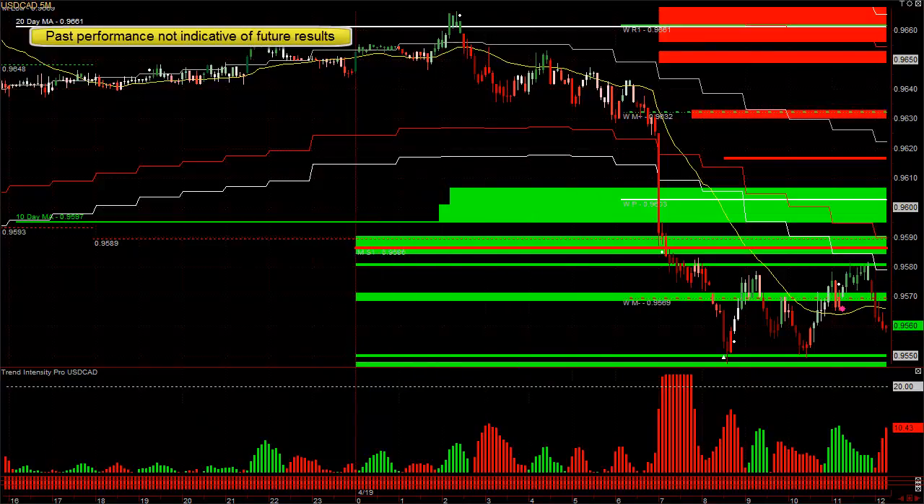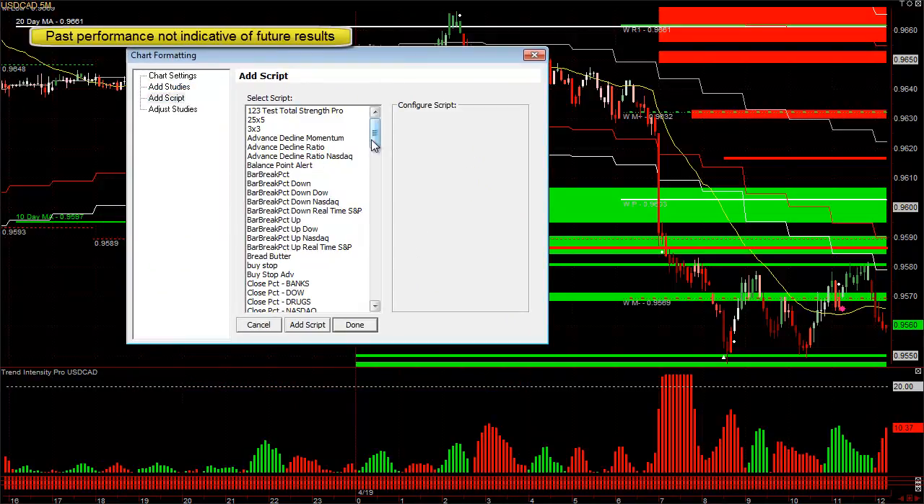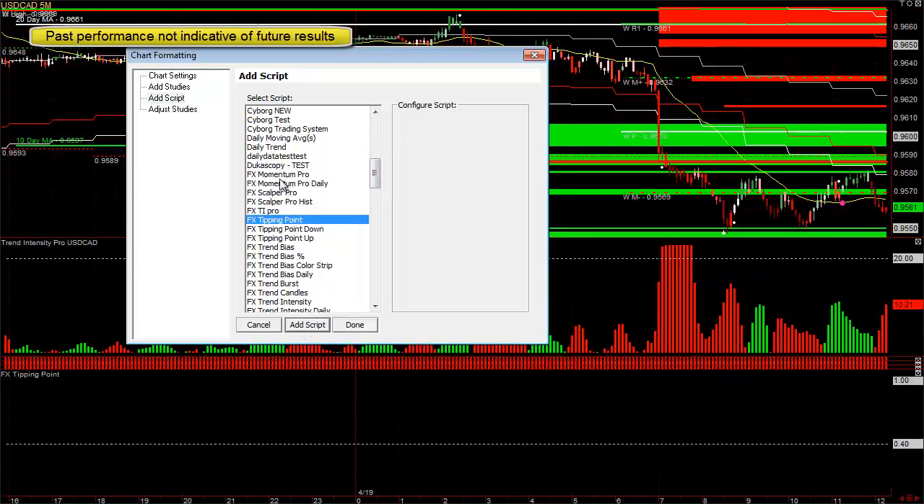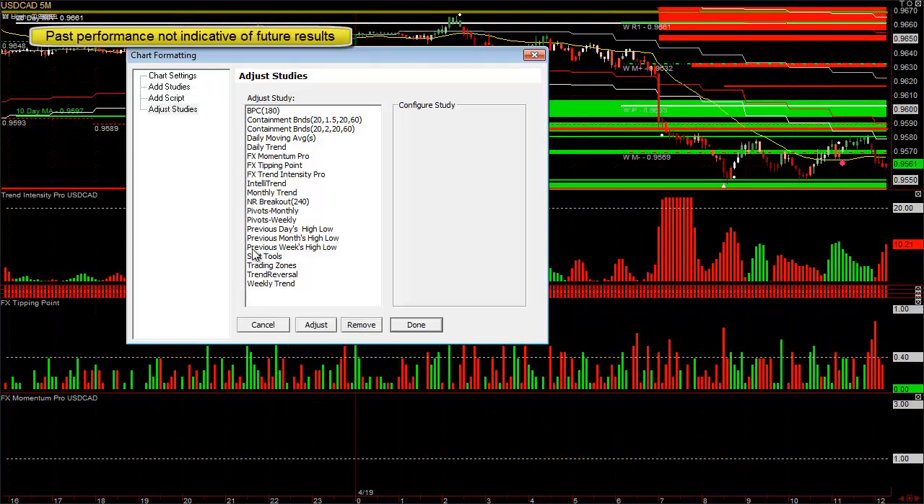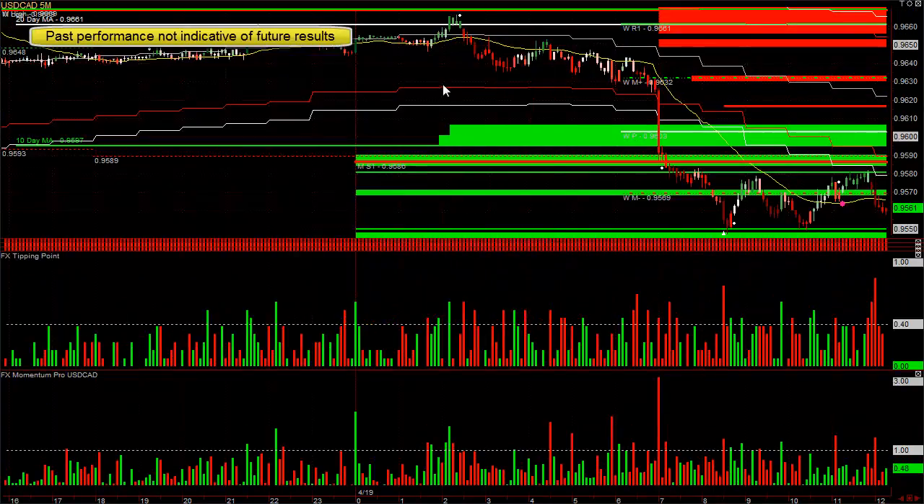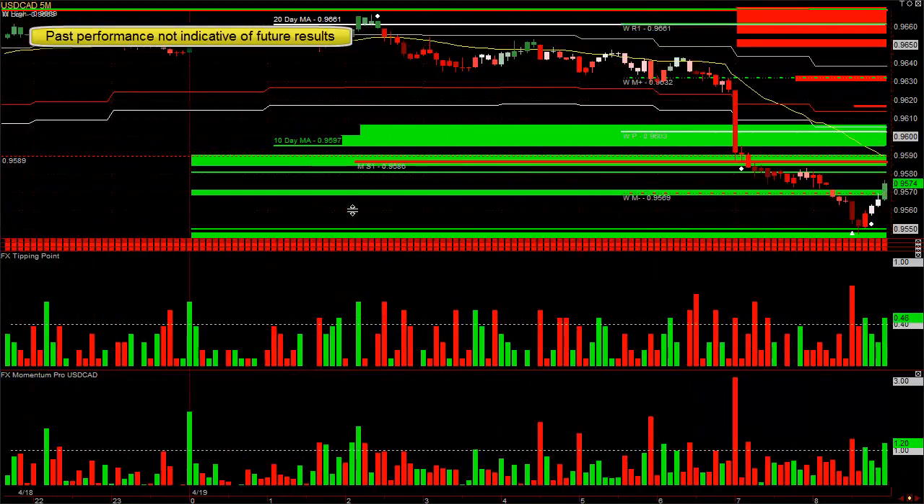One of our two new tools that we've released this week, and they work in harmony with each other, is the FX tipping point and the FX momentum. And I'm going to remove the trend intensity from this. What these tools do is they give you a real feel for what's going on bar by bar.